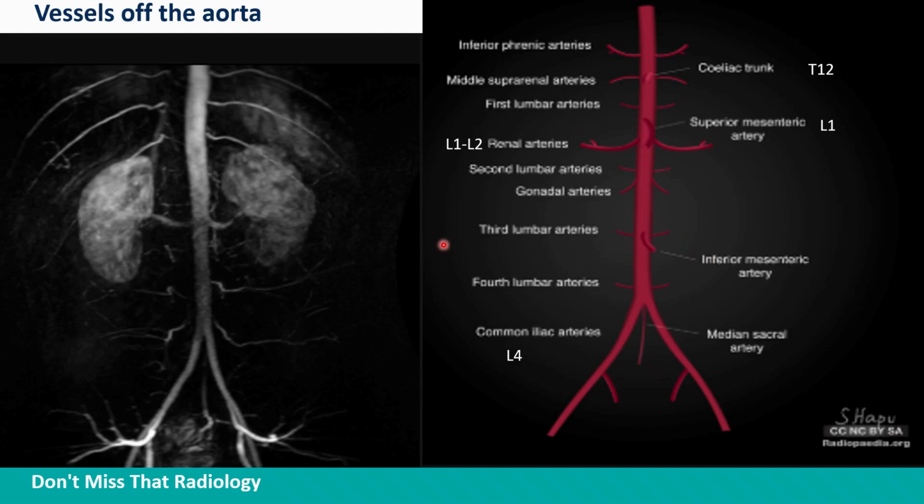So speaking of the aorta and the vessels, let's go over them. The celiac trunk is at T12, and know the vessels off the celiac trunk. SMA is at L1, and remember the duodenum and left renal vein will cross over at the same level. We'll have the renal vessels at L1, L2, and remember you'll have your gonadal vessels at a very similar level. And then lower down we'll have the IMA, and then our branches for the common iliac arteries. This is from Radiopaedia, and here is an MRA image showing the anatomy very nicely.